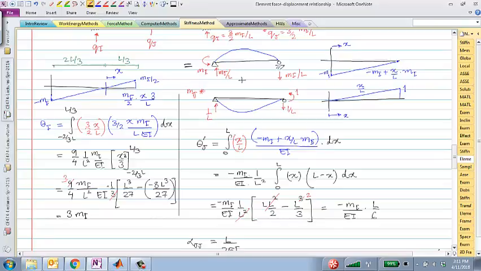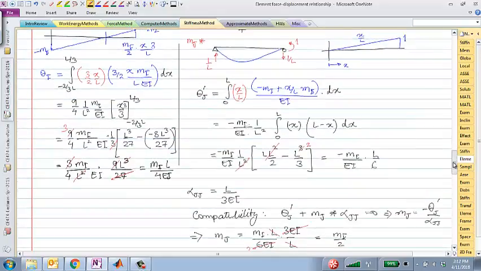So 3 Mi over 4 L squared EI, and what I have in here is 9 L cubed divided by 27. So please do check my algebra if I'm making any mistakes. 9 times 3 and 27 cancel off, and L squared, L cubed cancel off, leaving me with 1 L there. So that gives me Mi L over 4 EI. And let's check. Yep.